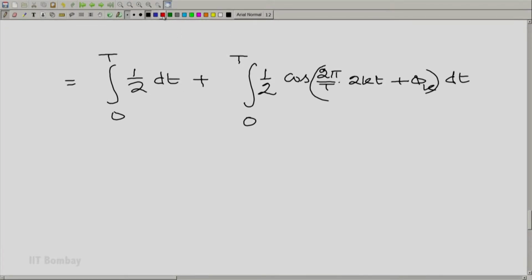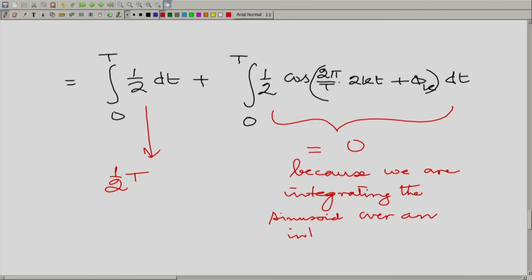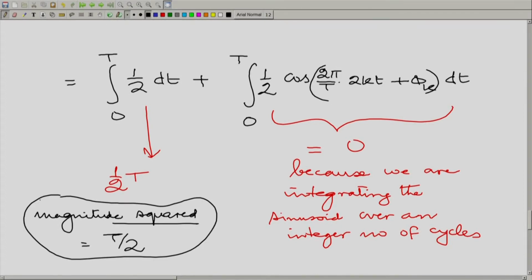So, here this is very easy to evaluate, this simply gives you half times T, and this is clearly 0 because it is the integral over a finite number of cycles, over an integer number of cycles. So, overall the magnitude square that we have is T by 2, and therefore the magnitude would be the square root of this.